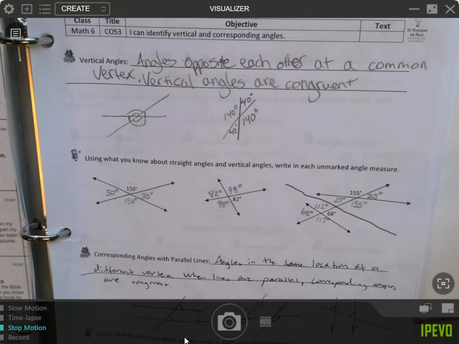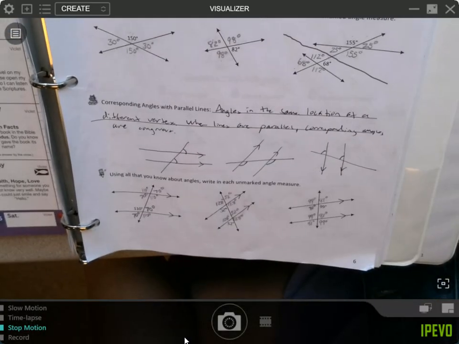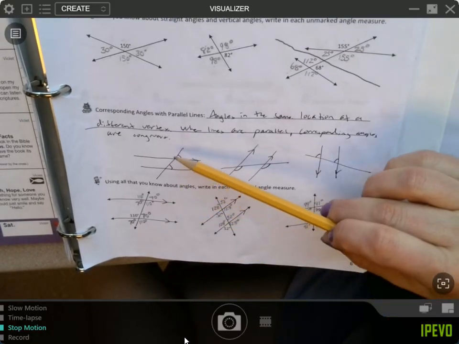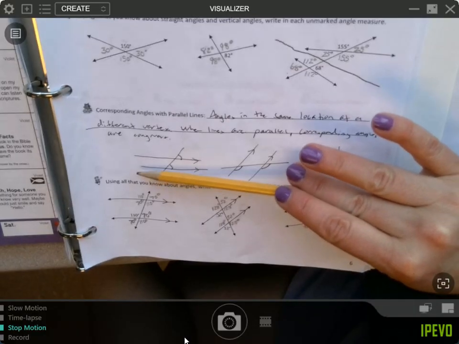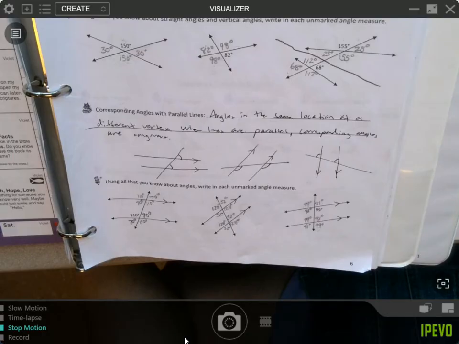So key things to remember, opposite angles of those vertical angles are congruent. And remember, supplemental angles with that straight line equals 180 degrees. Then we had our corresponding angles. Corresponding angles means if they are parallel lines and you take the top section, you can put it right on top of the bottom one and it would be same measurements in the same locations.